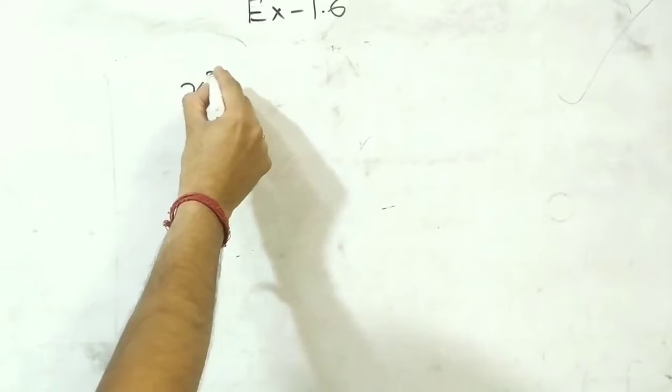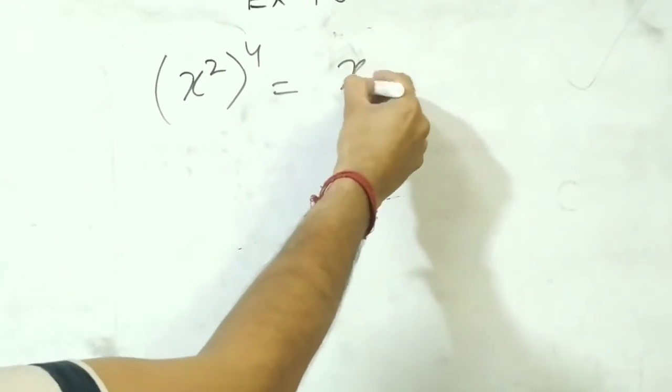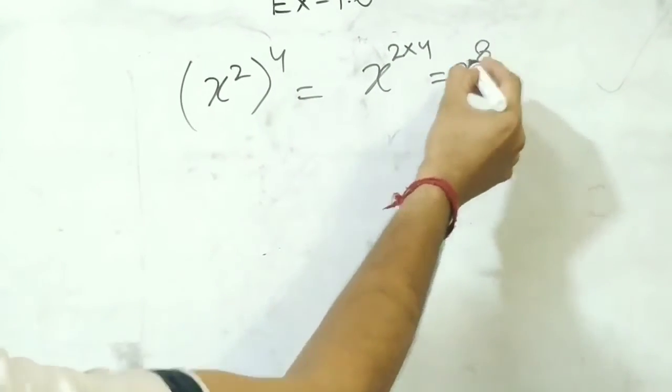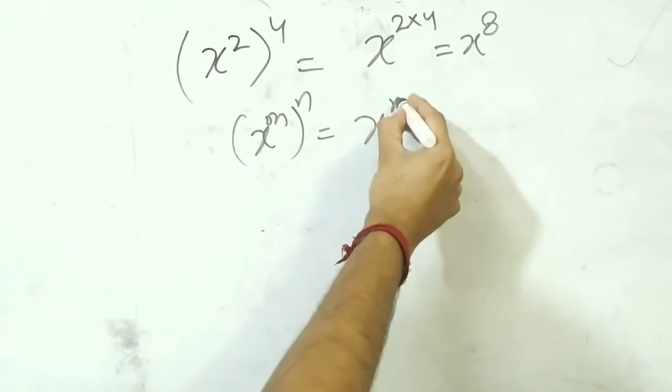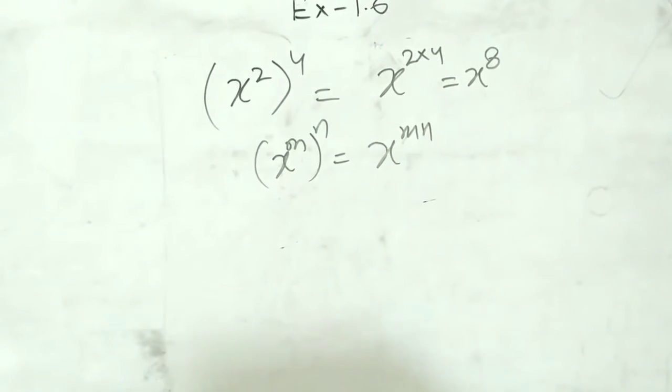The other one is, suppose you have x to the power 2 and whole power 4, power to the power, then it means that you have to multiply these powers. You will get this. That means x to the power m to the power n will be x to the power mn. That means in that way powers will multiply with one another.